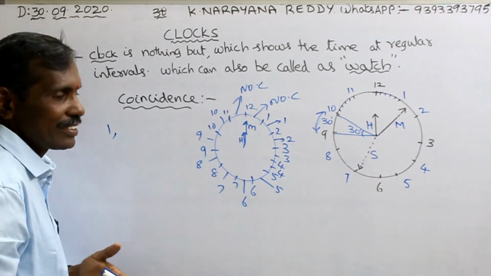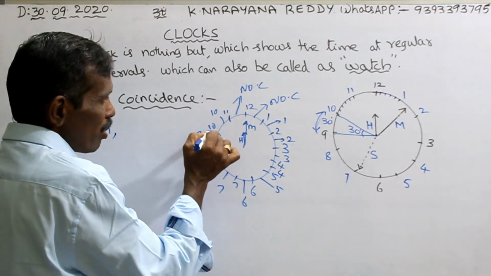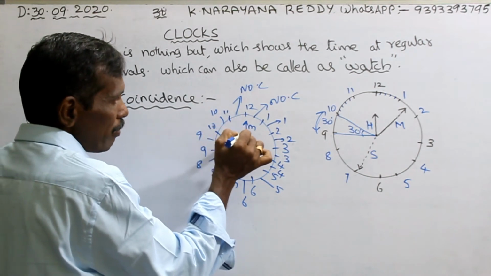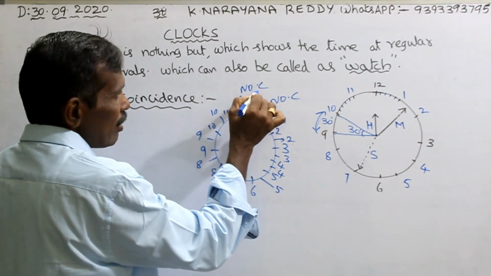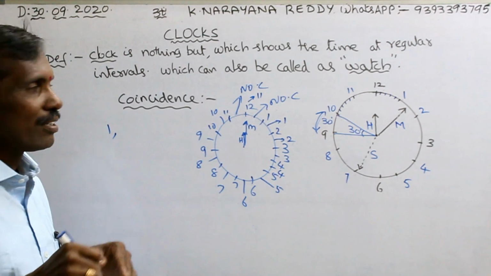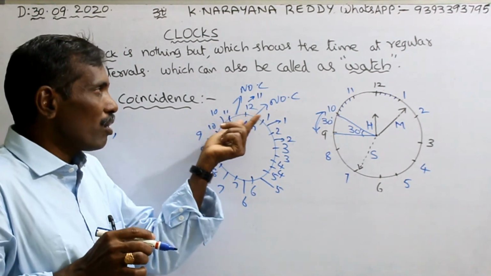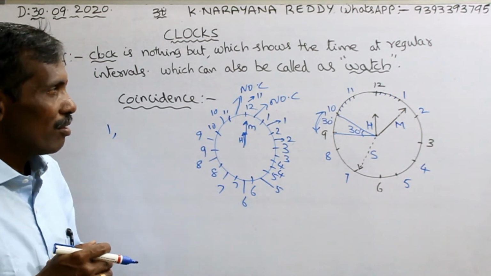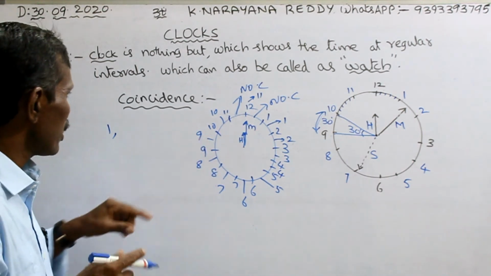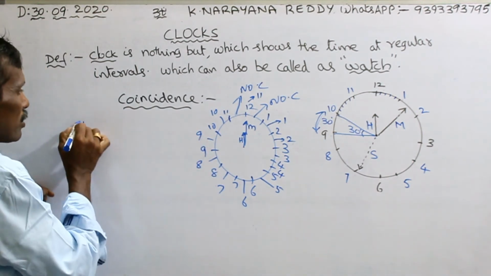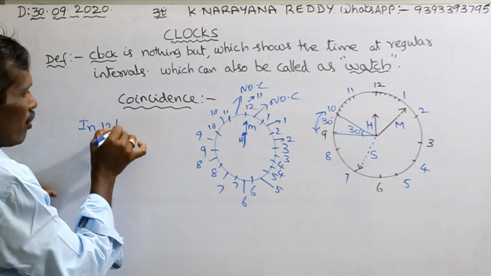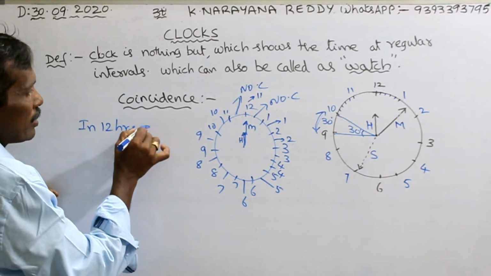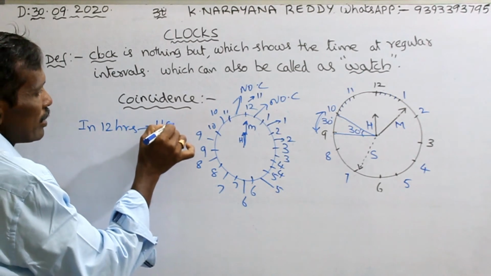That means here there are totally 10 coincidences, and by taking this one it is 11 coincidences, at 12 only, not between 11 and 12, not between 12 and 1. Please observe this point. This is a very important point. That means in 12 hours, how many coincidences? 11 coincidences.